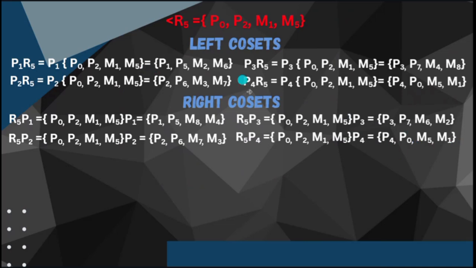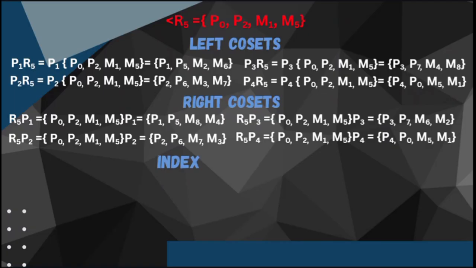Observe the results of the left and right cosets. As you can see, they are not equal. Therefore, it is not a normal subgroup. Since our subgroup is not normal, the order of the group does not exist.